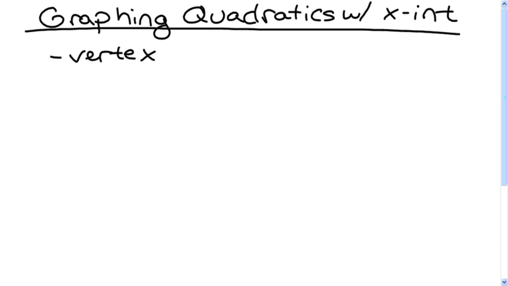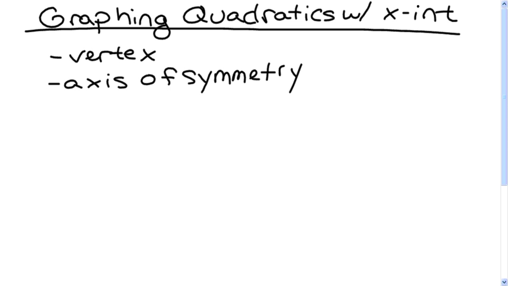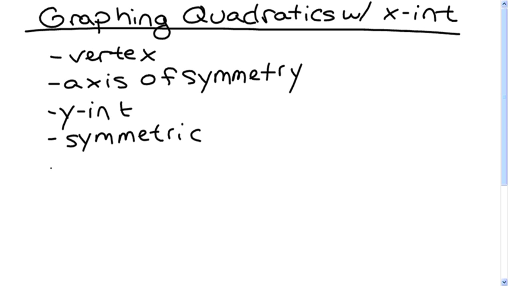that most important turning point, max or min value, the axis of symmetry, which is that vertical line that goes through your vertex. You should be able to find the y-intercept, a symmetric point based off the y-intercept. You can find any symmetric point along the way as well. And then x-intercepts. Sometimes there's one, sometimes there's two, sometimes there's none.